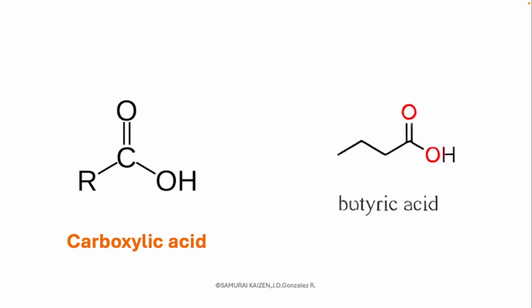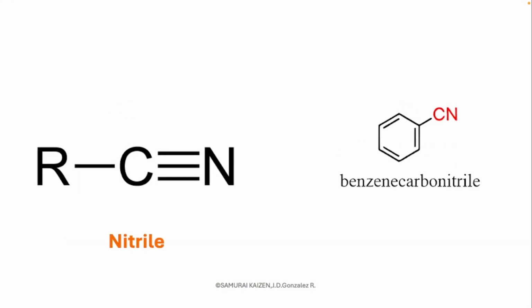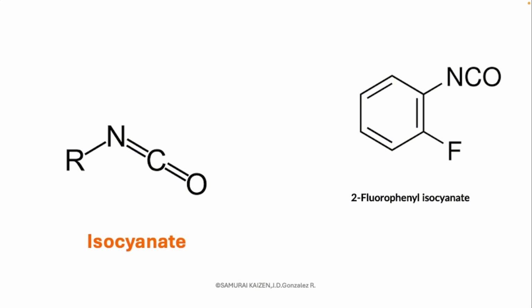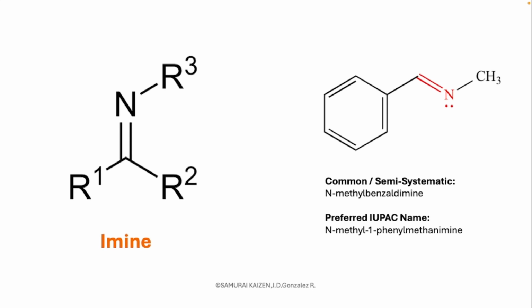We go with the carboxylic acid. An example of it is butyric acid, as we see in the picture. Next one, nitrile. You can see it in the example as benzene carbonitrile. Isocyanate, as in 2-fluorophenylisocyanate. This one, give me your guess. How do you think it's pronounced? Imine, okay? This is imine.